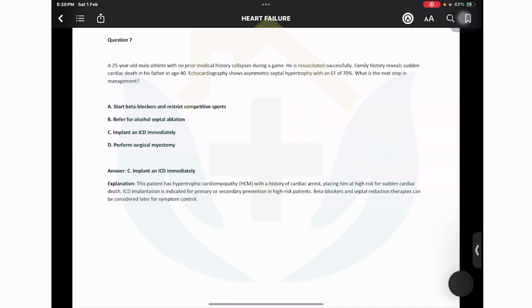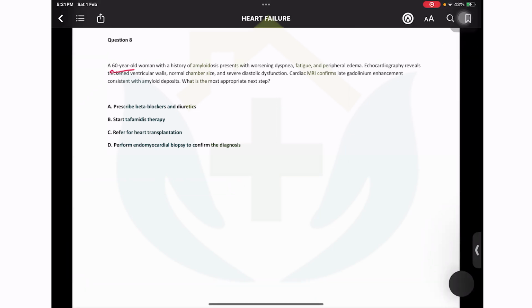So this patient has HCM, with a history of cardiac arrest. His father died at 40 years of age. So there are high chances that this patient will die of sudden cardiac death. First step is ICD implantation. Second step is to put the patient on beta blockers. Third step is to refer the patient for septal ablation. So this is how, yeah.